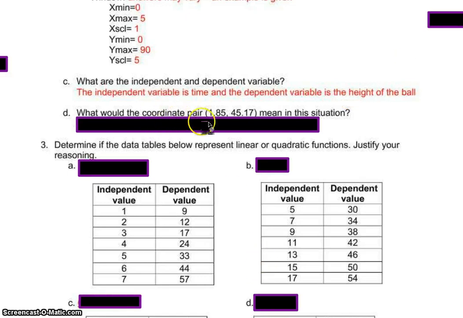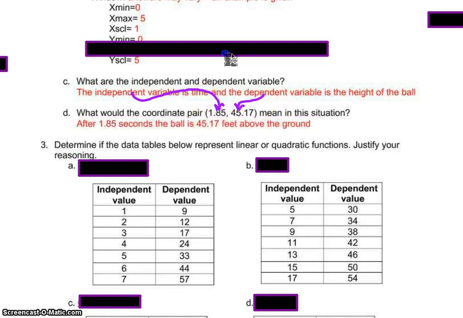So what would the coordinate pair 1.85, 45.17 mean? Well, remember that your independent is going to talk about the first, and your dependent is going to talk about the second. So basically, independent was time, so at 1.85 seconds, the height is 45.17.